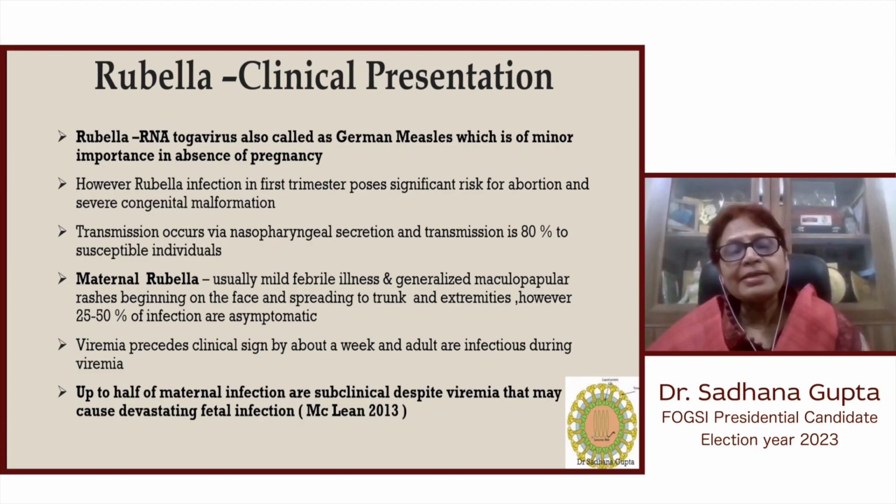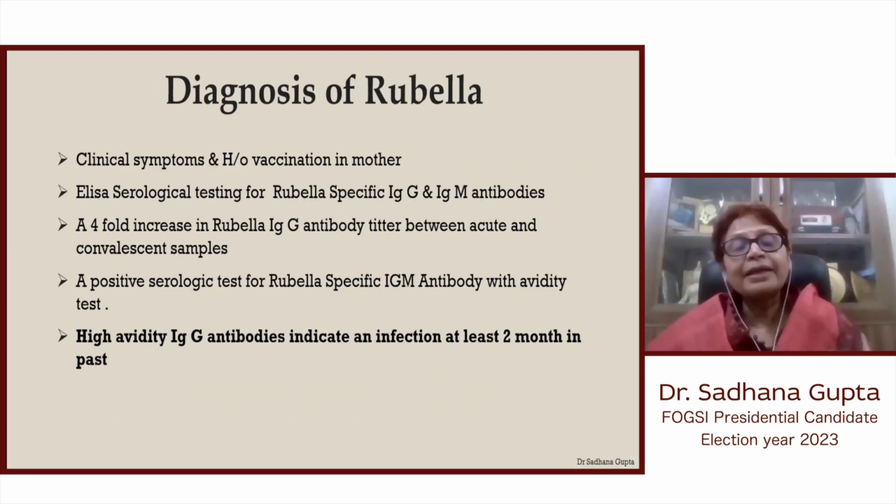Sometimes there are epidemics of rubella in a particular community, and then all women who are pregnant in the first trimester have the risk of congenital rubella syndrome. The diagnosis is by clinical history and serological testing, and the basics remain the same. A high avidity IgG antibody indicates an infection at least 2 months in the past.